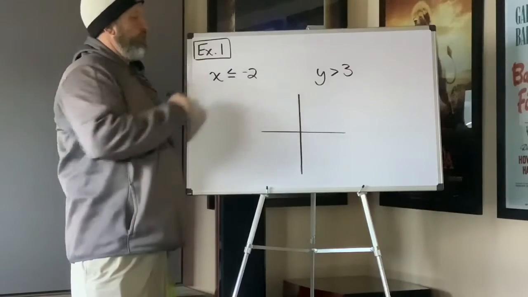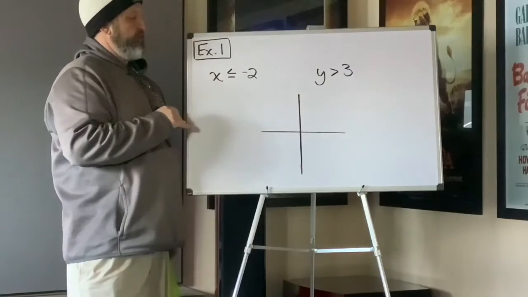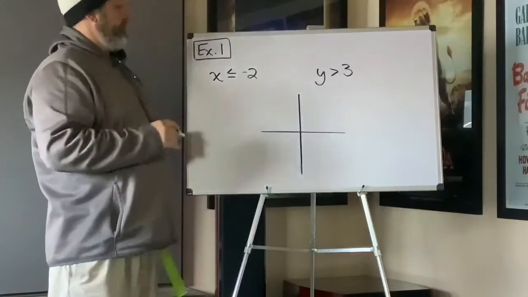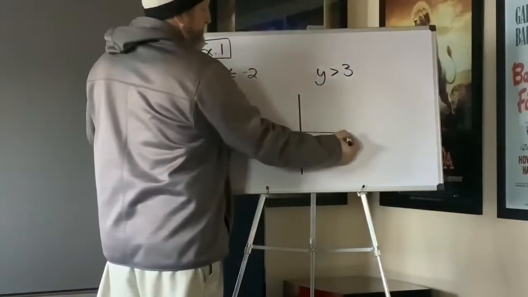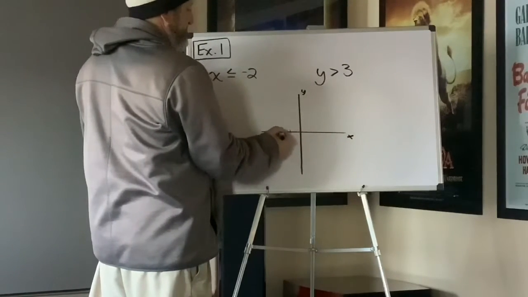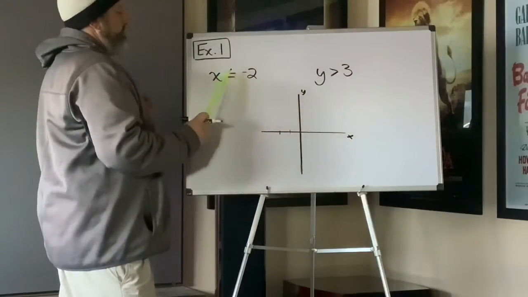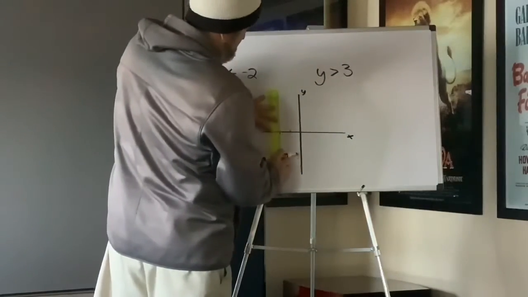Obviously there is no y, so that means our line is never going to cross the y-axis, right? So I go here at -x, this is our x-axis, here's our y-axis, we go to -2, 1, 2, all right? It's less than or equal to, so I know I got to draw a solid line.